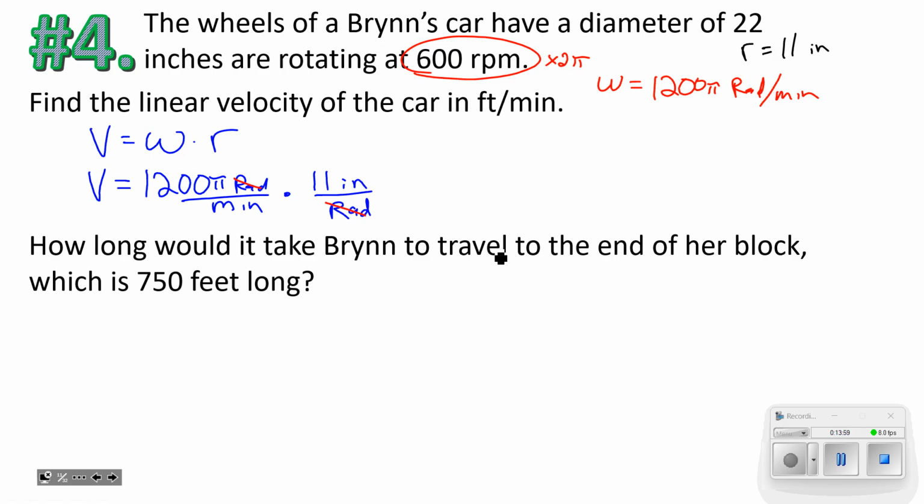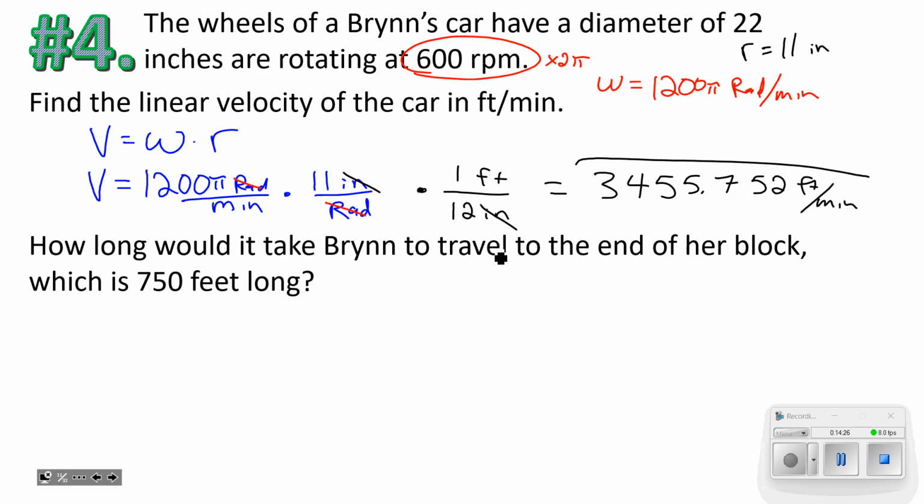So that value you're then going to want to convert. I'm going to multiply it by, and you can multiply that out first, you get a very large number, 12 inches is 1 foot. So I'm essentially dividing by 12, and that will get me my final linear speed in feet per minute of 3,455.7 feet per minute.